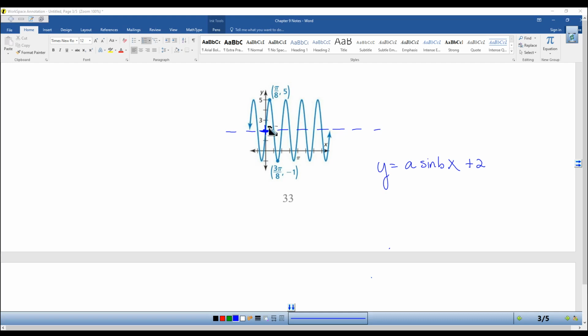So how do I find a? I just, again, see that it goes up to 5, but it's not 5 because it only goes down to -1. Remember, amplitude is this distance here. So going from 2 to 5 is only 3. Y is equal to 3 sine of something x plus 2.